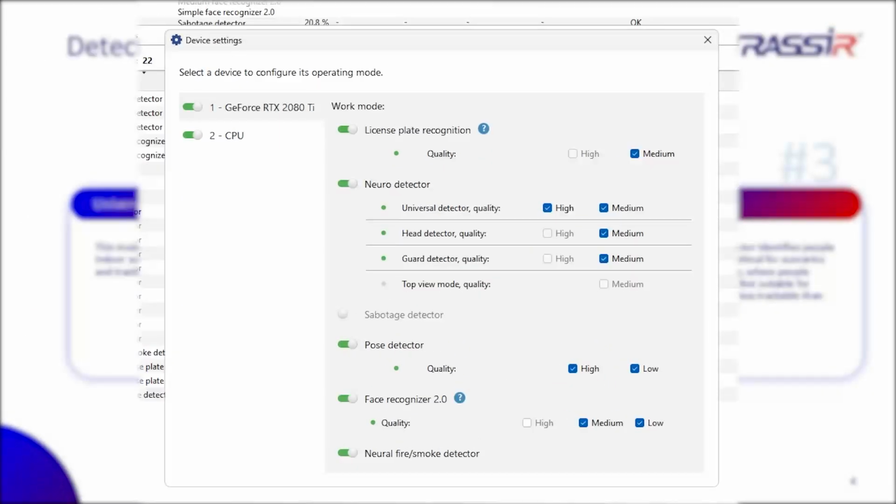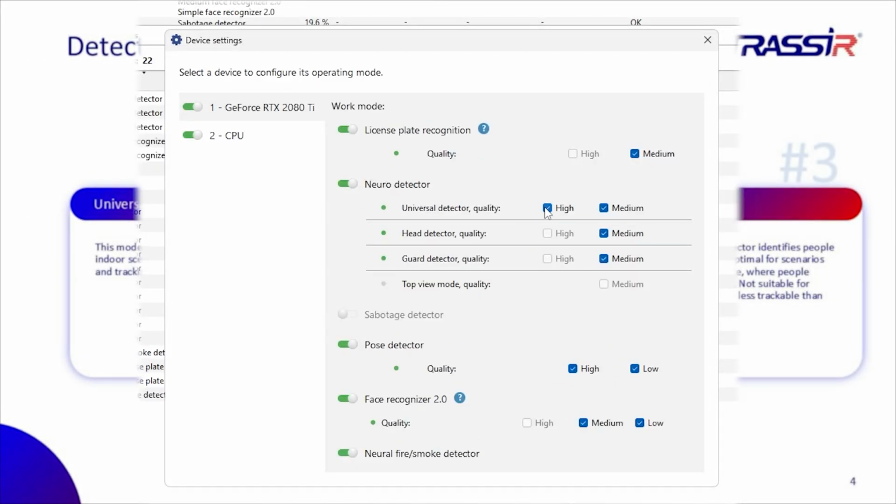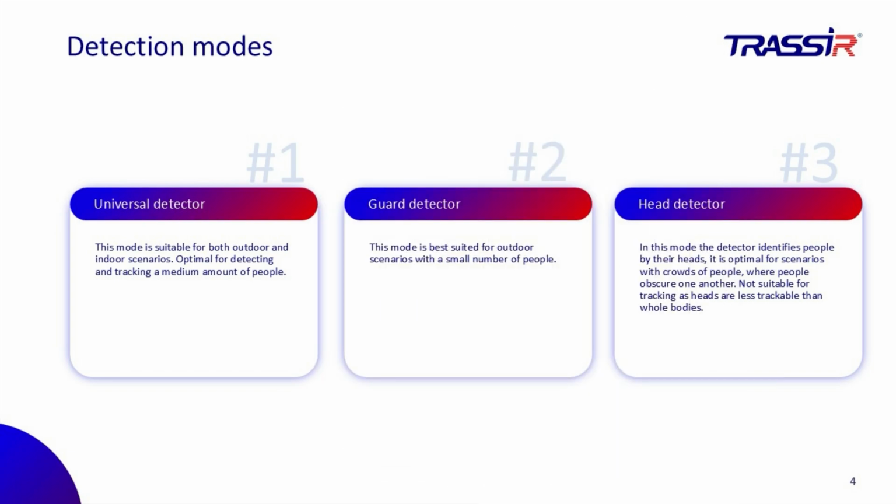This detector has 3 modes of operation that are suitable for various tasks. Universal Detector. This mode is suitable for both outdoor and indoor scenes. It is optimal for detecting and tracking an average number of people. Guard Detector. This mode is best suited for street scenes with a small number of people. Head Detector. In this mode, the detector detects people by their heads. It is optimal for scenes with clusters of people where people overlap each other. It is not suitable for tracking because heads are tracked worse than whole people.